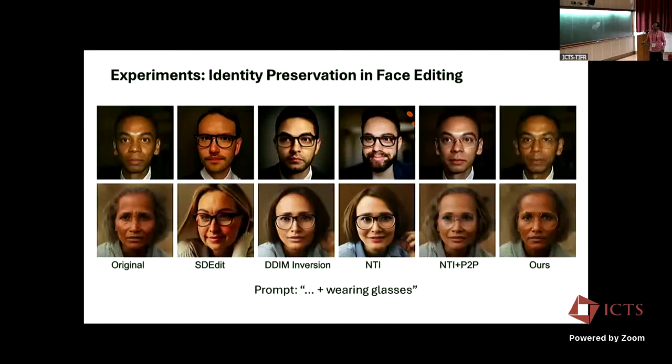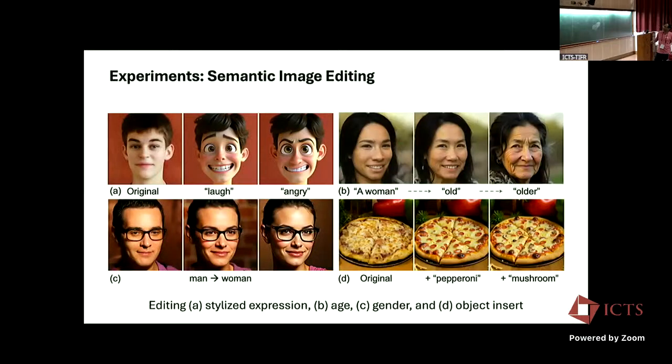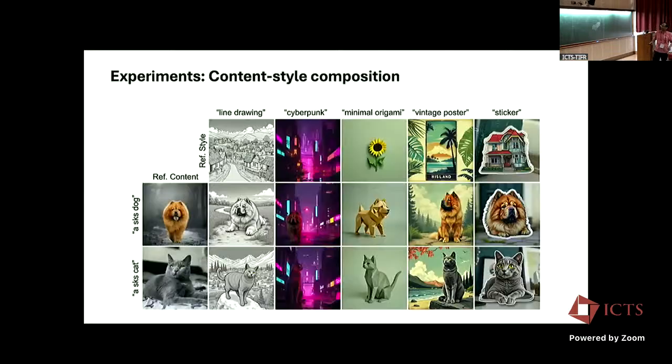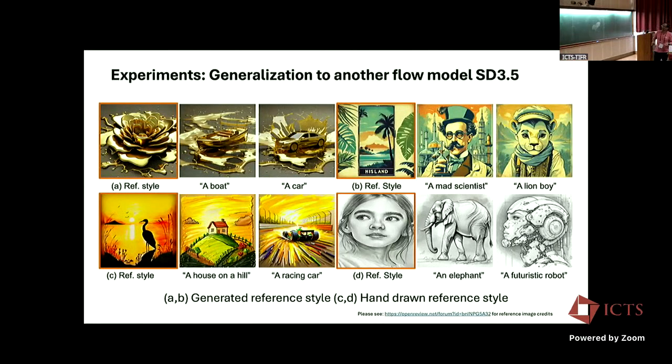In terms of experiments, you can do prompt-based editing. You can do multiple types of semantic editing, meaning I can add pepperoni, I can add mushroom, I can do multiple things, I can edit incrementally, and this will require some gradients on top of it. You can now combine RB modulation and RF inversion to do content style composition, and we can also generalize to other flow models, for example, SD 3.5.